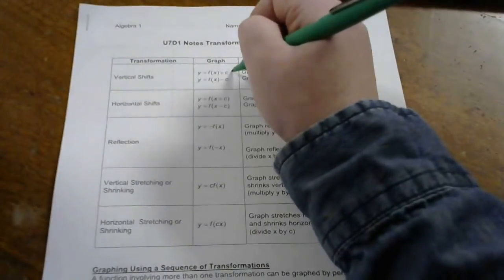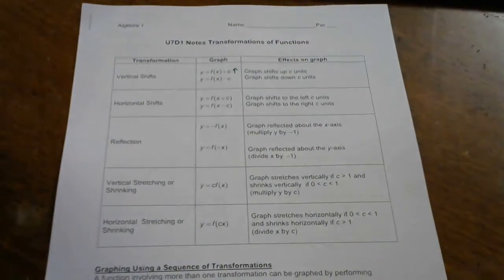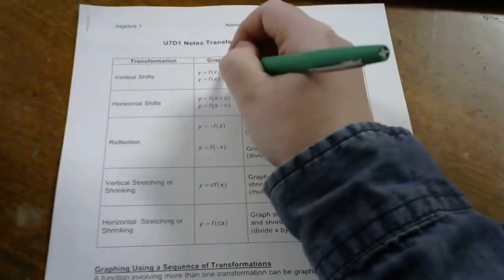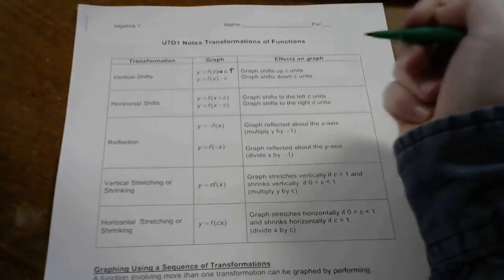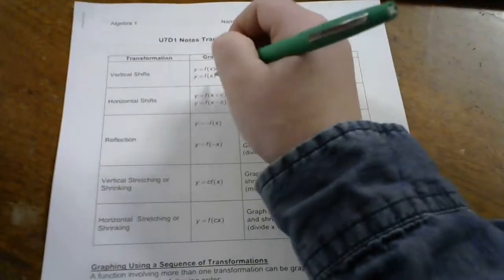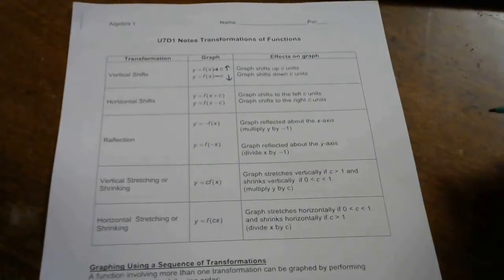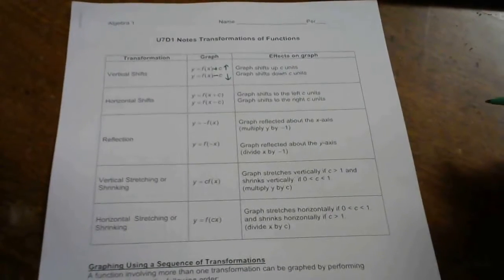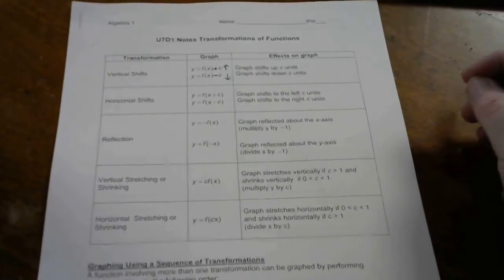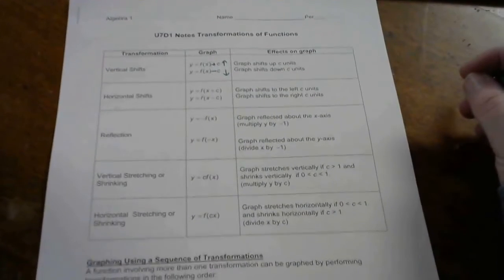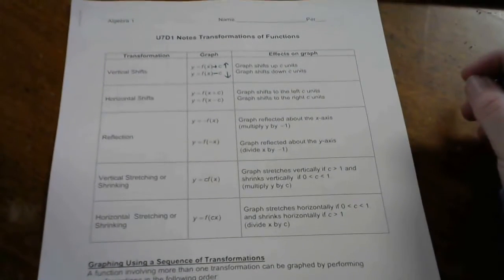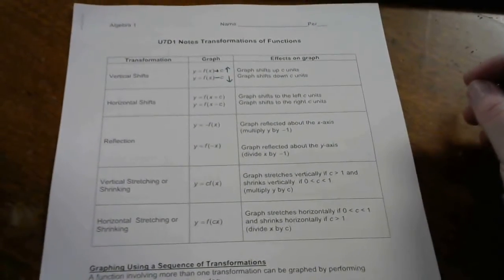So you should know that if we have something on the outside that is adding, that it is going up however many that is. If it's on the outside and it's subtracting, it's going down. Those are our vertical shifts. Not really important to me, the vocabulary, really just the up and the down on the outside. That's what's important.